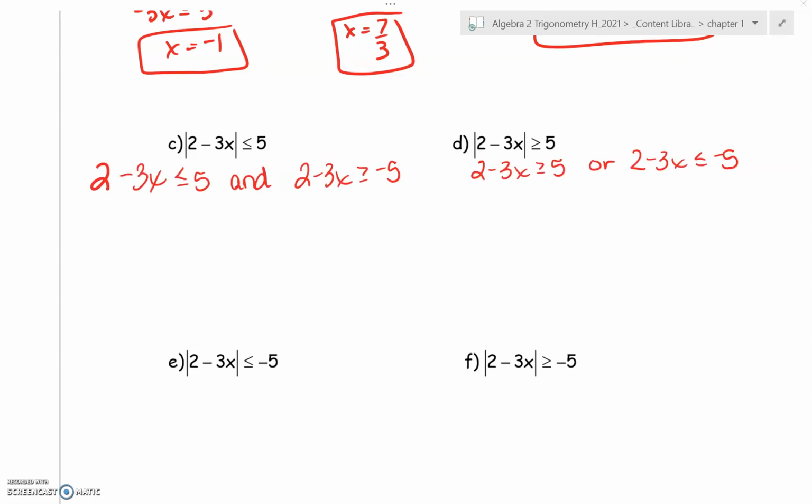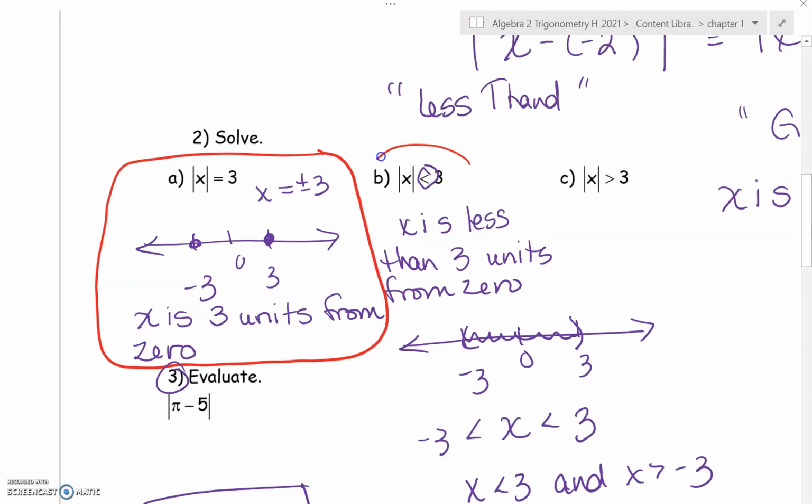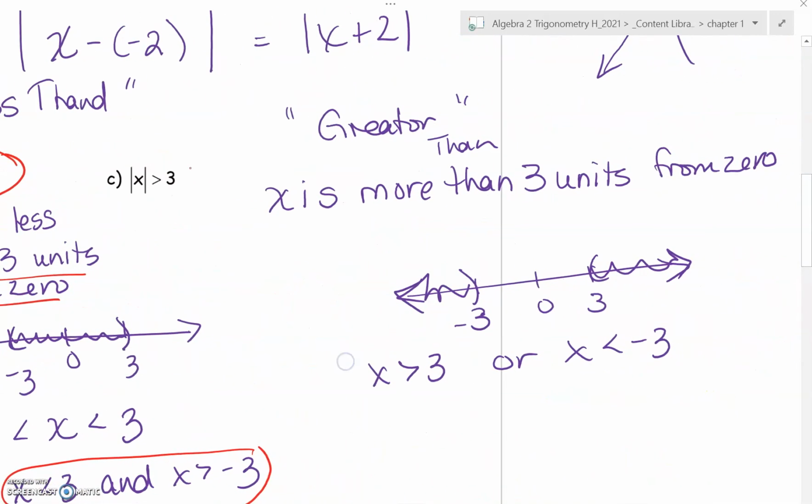Okay, so if you remember, the less than or equal to was the and, and the greater than or equal to was the or. And notice if we have less than or equal to 5, for the second statement we wrote greater than or equal to negative 5. So over here we had greater than or equal to 5, for the second statement less than or equal to negative 5. So let's just go back to this example up here. Again, if we had a less than, it meant that x is less than 3 units from 0, and that's why we were able to write x less than 3 and x greater than negative 3. And over here, we had a greater than sign, and so we were able to write two statements because it meant x is more than 3 units from 0 on the number line, so x is greater than 3 or x is less than negative 3.